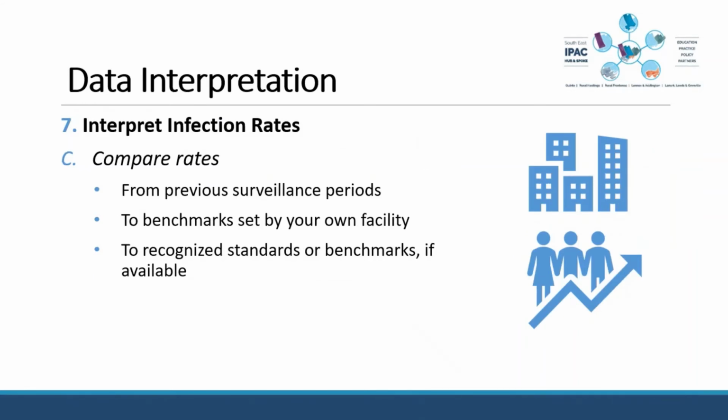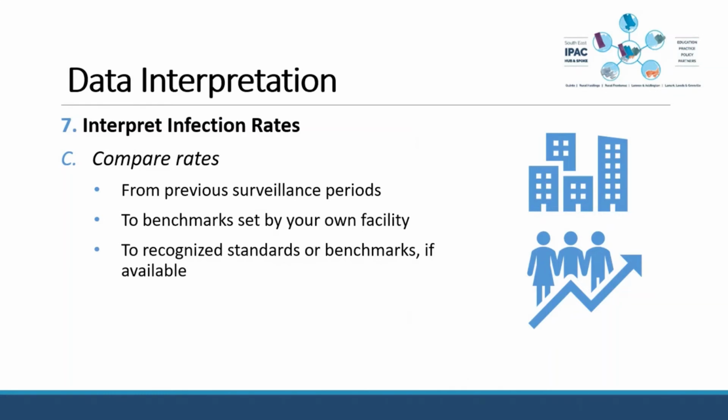Next, it is also recommended that you compare your infection rates, but to what? A couple of things you can compare it to. You can compare it to the previous surveillance periods, for example, your previous month, previous quarter, previous year, depending on what the infection of interest is. Next, you can also compare it to benchmarks set by your own facility. So a long-term care home may set out goals of infection rates based on what can be achieved in their own home and compare their infection rates to their own internal benchmarks.